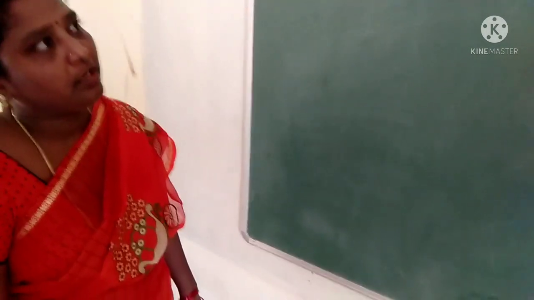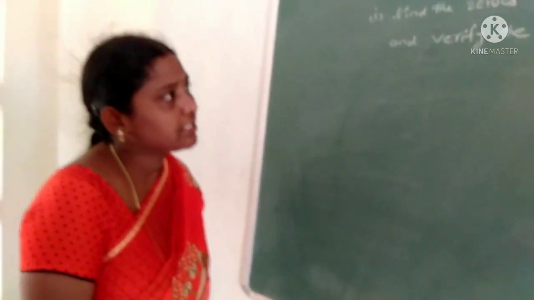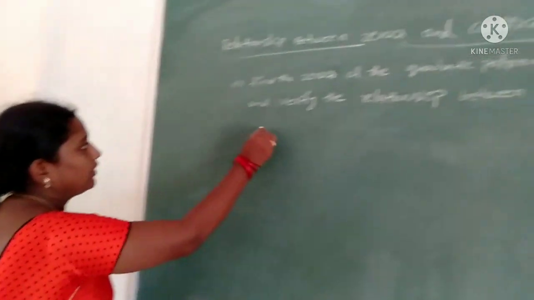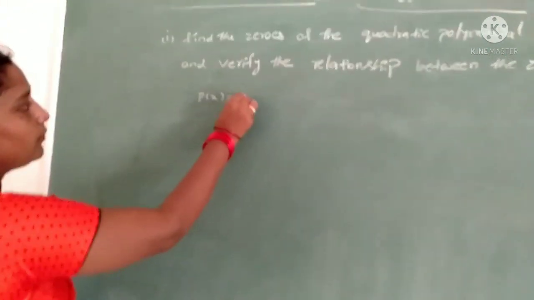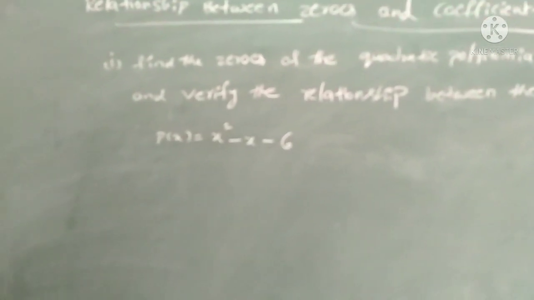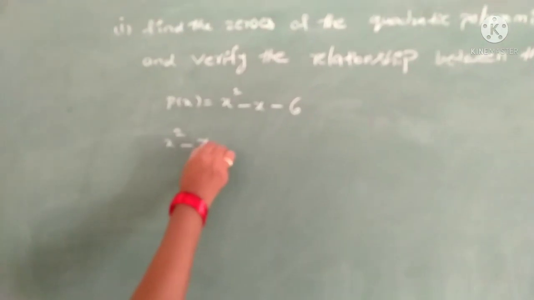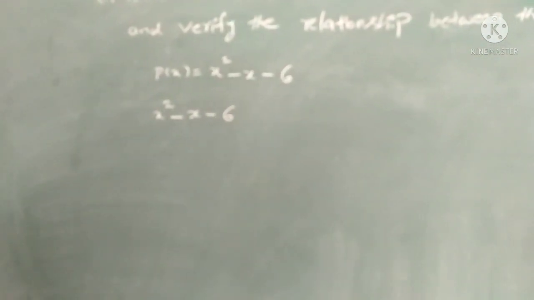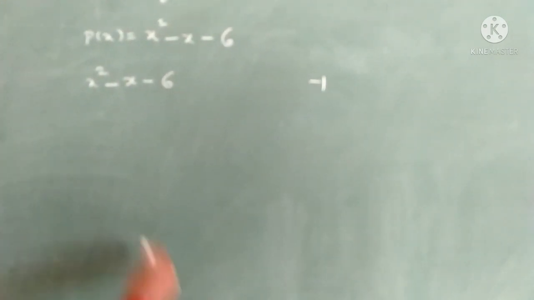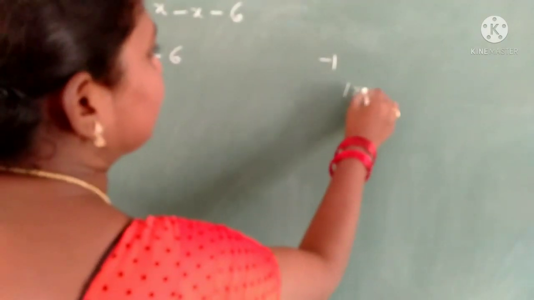Consider the quadratic polynomial x square minus x minus 6 and verify the relationship between the zeros and the coefficients. First we take p of x equal to x square minus x minus 6. First we find the factors. X square minus x minus 6: the middle term coefficient is minus 1, the x square coefficient is 1 and the constant is minus 6.